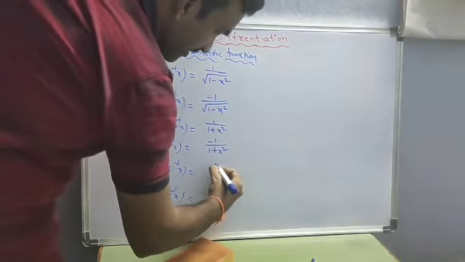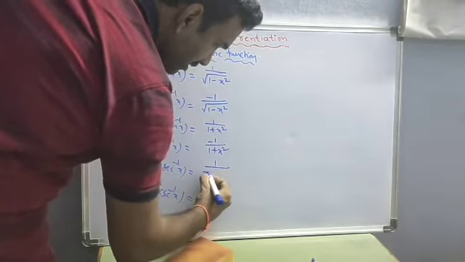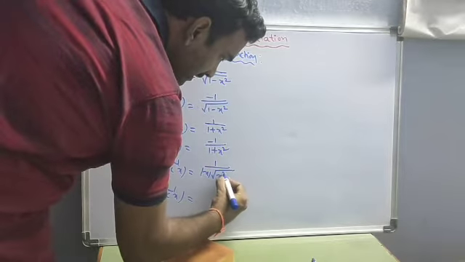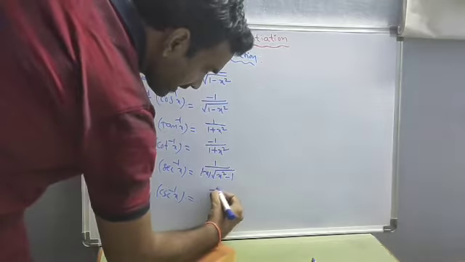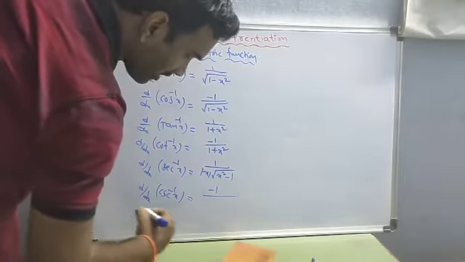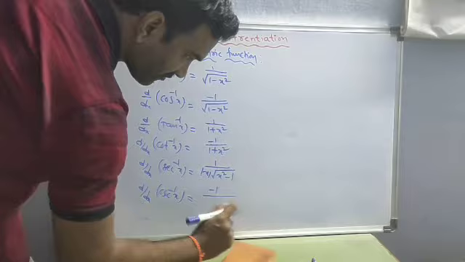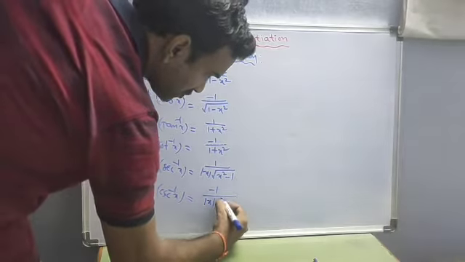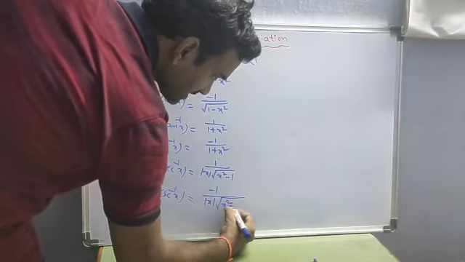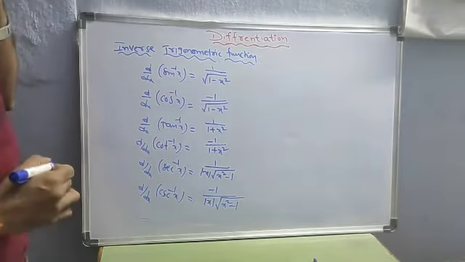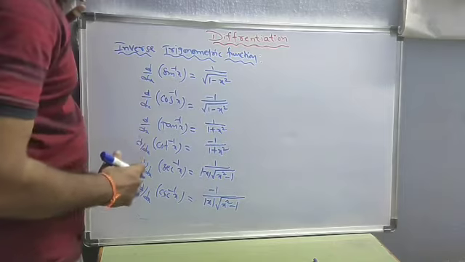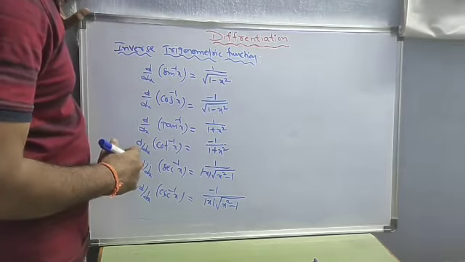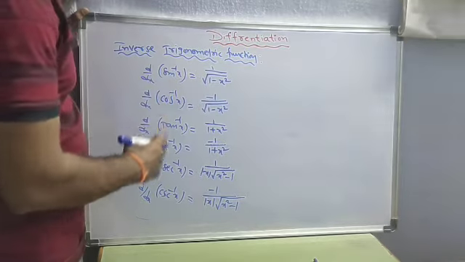Secant inverse x differentiation is 1 by modulus of x into square root of x square minus 1. And the last formula, cosecant inverse x differentiation formula, is minus 1 by modulus of x into square root of x square minus 1. Understand? So these are the inverse trigonometric functions differentiation formulas, the standard formulas.